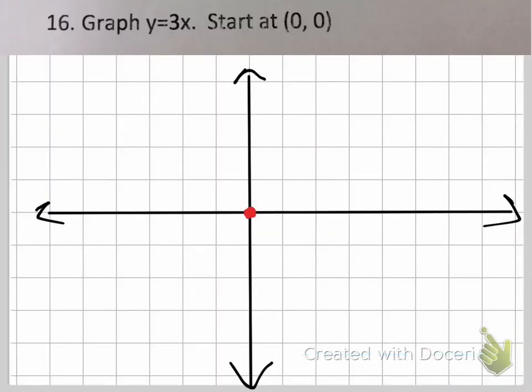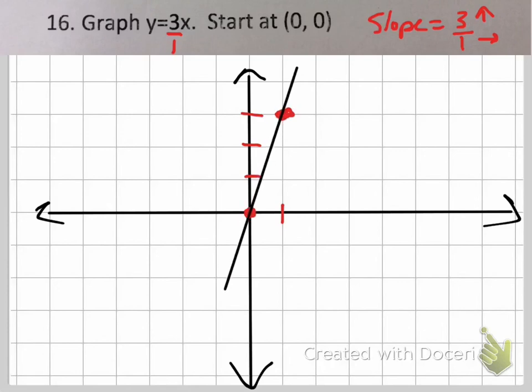Alright, so real quickly here, number 16. Start at 0, 0. Our slope equals 3 over 1. So I'm going to go up 3 and over 1. Okay, so count 1, 2, 3, 1. There's my point. That's all I have to do. And now I'll draw my line. That looks good. We're proud of that. We can put our cap on it.